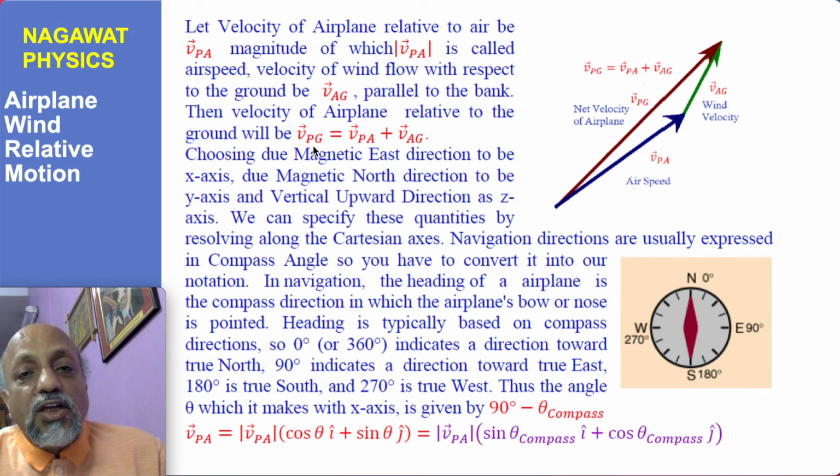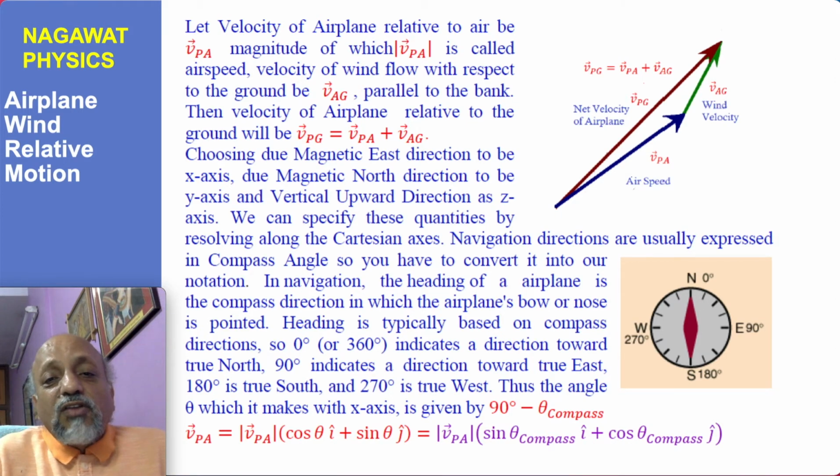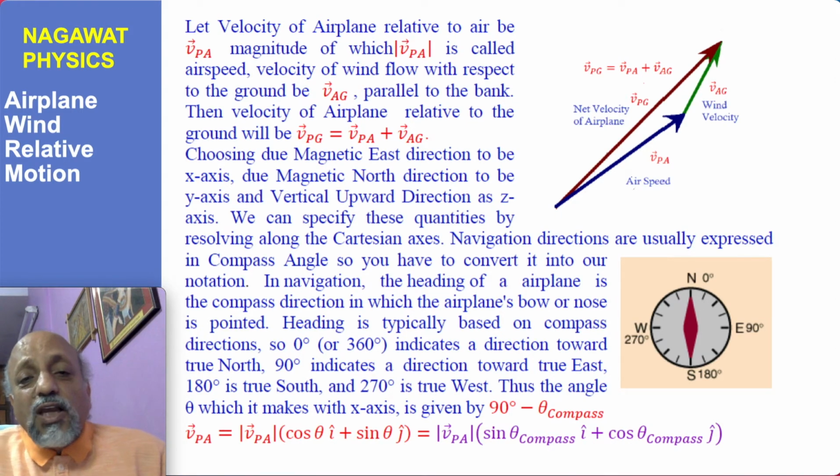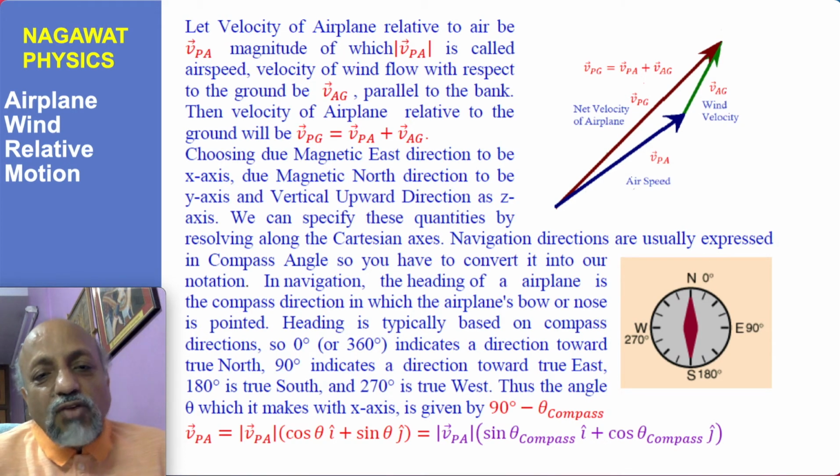Then the velocity of the plane with respect to the ground can be obtained by adding the two velocities: the velocity of the plane with respect to air plus the velocity of air with respect to the ground. Now there are various ways of solving questions, but generally the information is given by using the angle as described and by using the east-north direction in the XY plane, and the vertical upward direction we can take as the K direction.